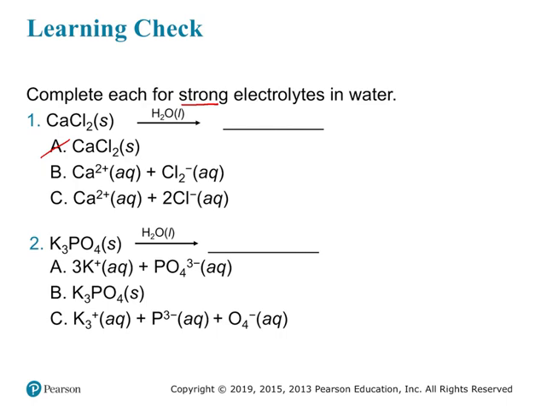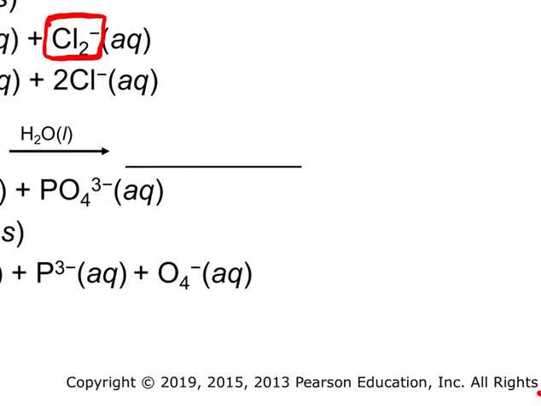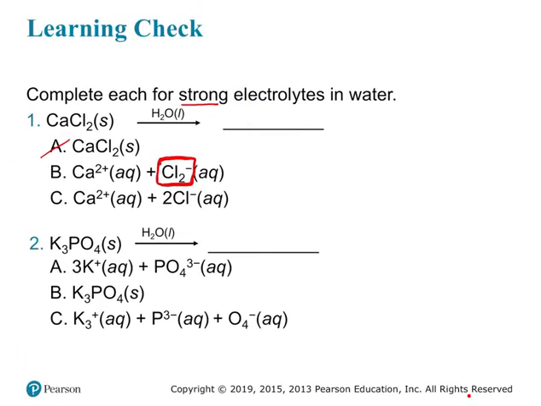Now in B, we do have ions present. And in C, we also have ions present. So B and C are good contenders for the right answer. Looking at B, we have the calcium ion, and then we have this Cl2 minus. In C, we also have the calcium ion, and then we have 2 chloride ions. So that's really the only difference between B and C, those chlorine ions.